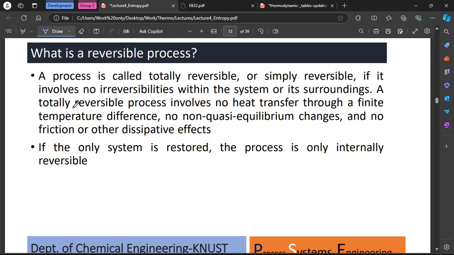Dissipative is just like something being lost. So if you are saying heat is being dissipated, we have heat in the system and it's just being lost to the surrounding, right? So there are no friction or dissipative effects. So if only the system is restored, then the process is internally reversible. So if we can bring the system back to what it was originally, just the system, then we say it is internally reversible, right?